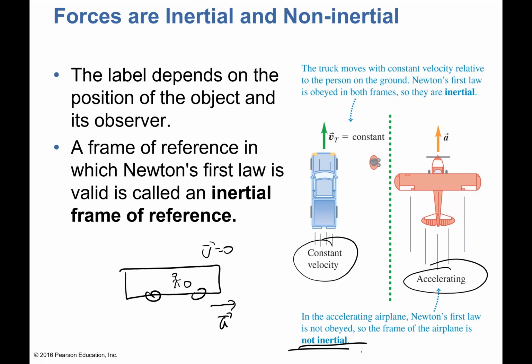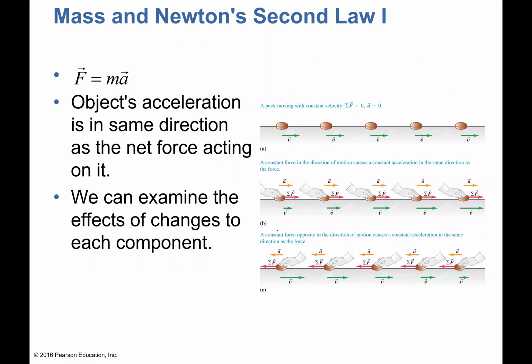Okay. That means what we're going to do here is assume that we're always dealing with inertial reference frames. We're always going to assume that either we're in a bus that is at constant velocity, or we're in a room that is not moving. That means it's always going to be an inertial frame of reference, so all of Newton's laws will be obeyed. Okay. Now, the question is this.